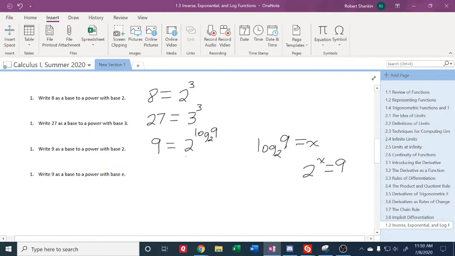So we can change the base to whatever base that we want to by using this strange little inverse idea here. So we wind up doing this quite a bit because in calculus we're going to prefer that all exponential functions have base e. And so that takes us to our last number 1 here, which is write 9 as a base to a power with base e.